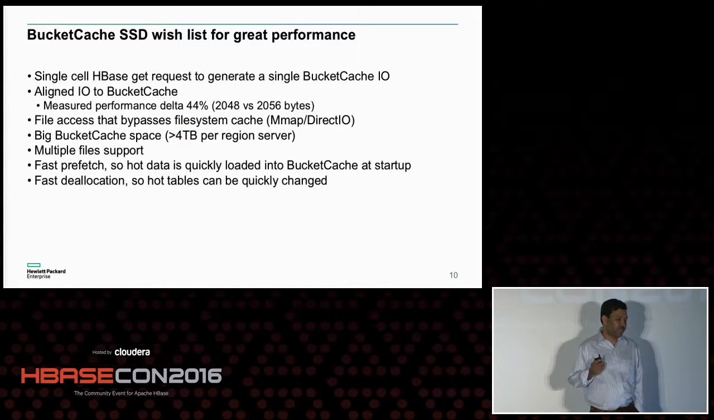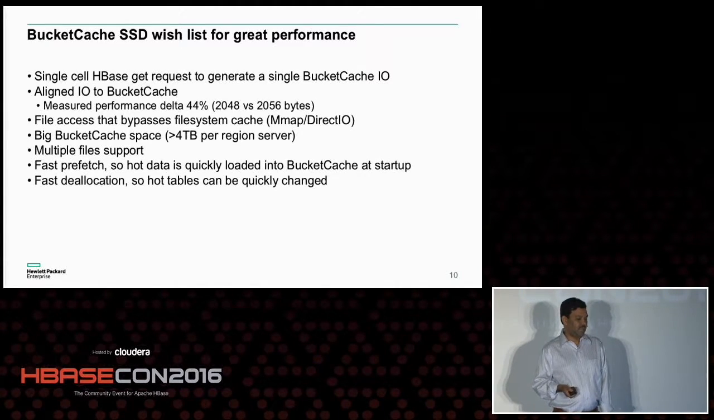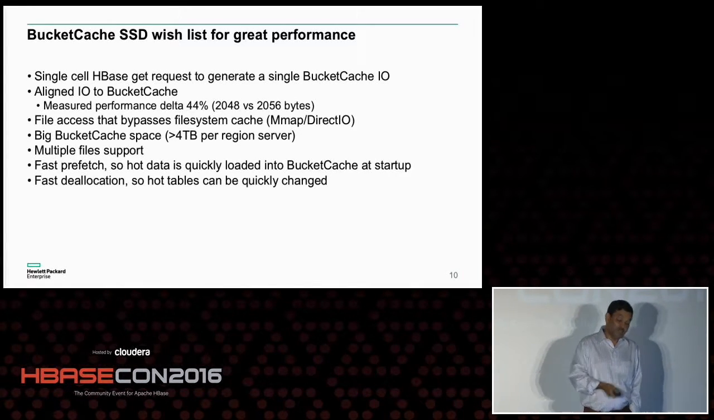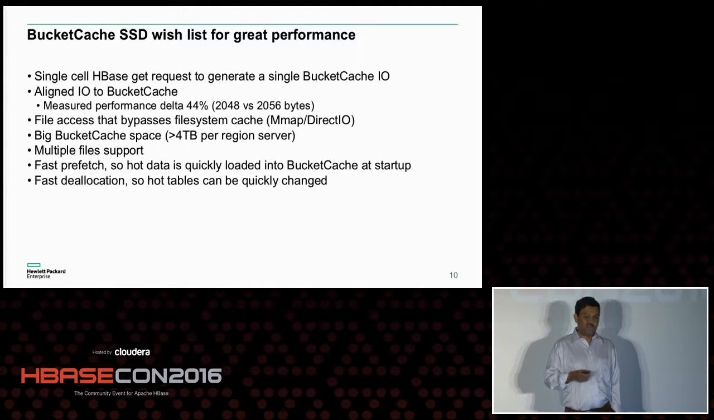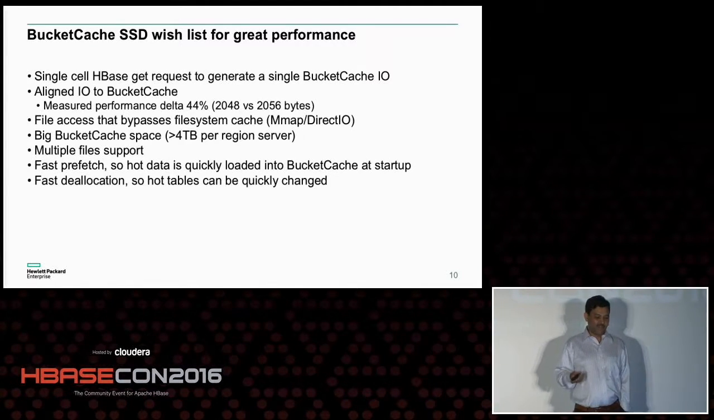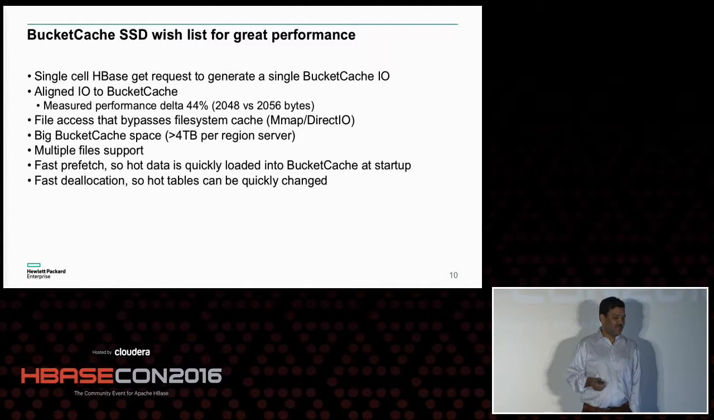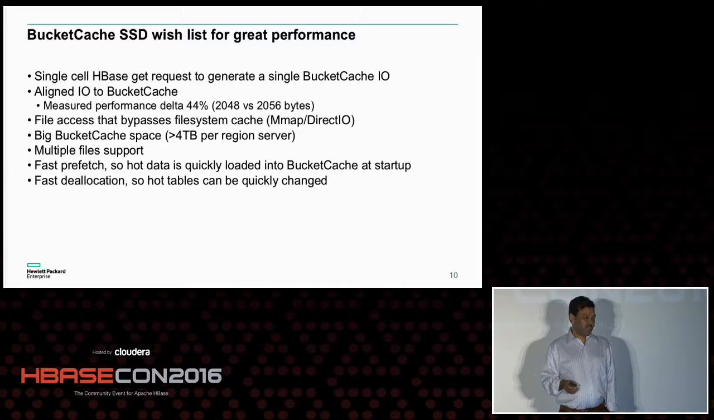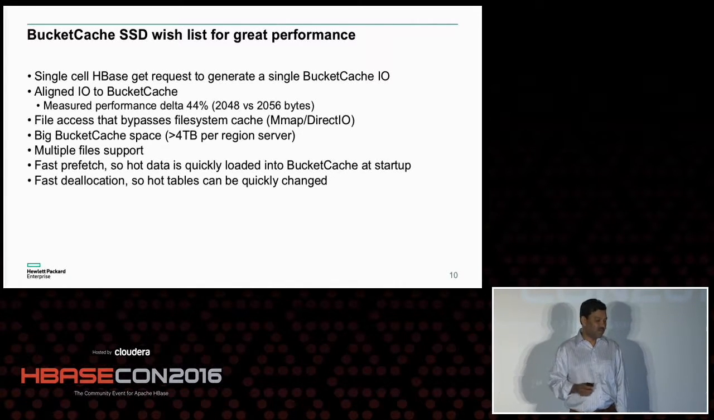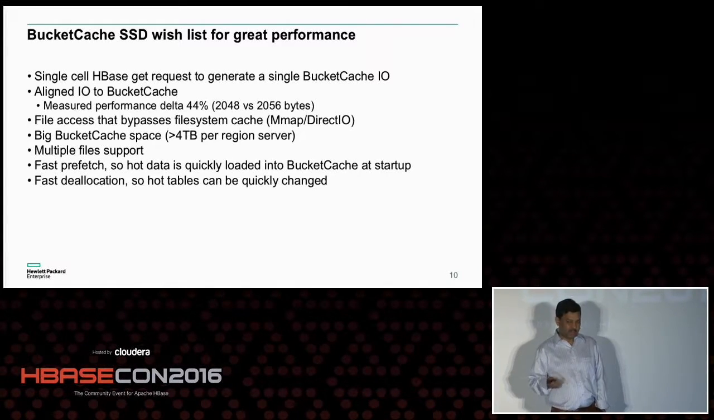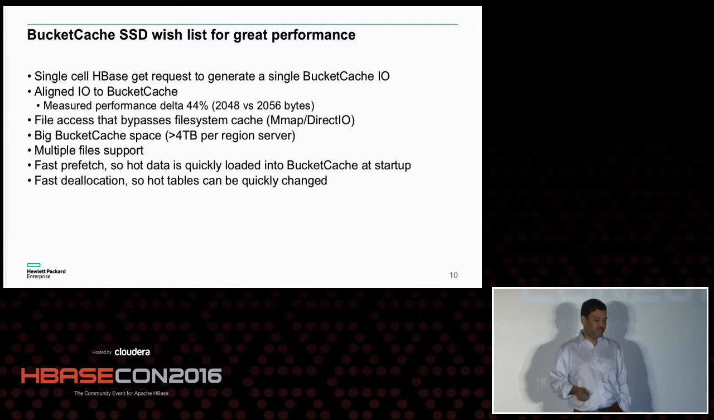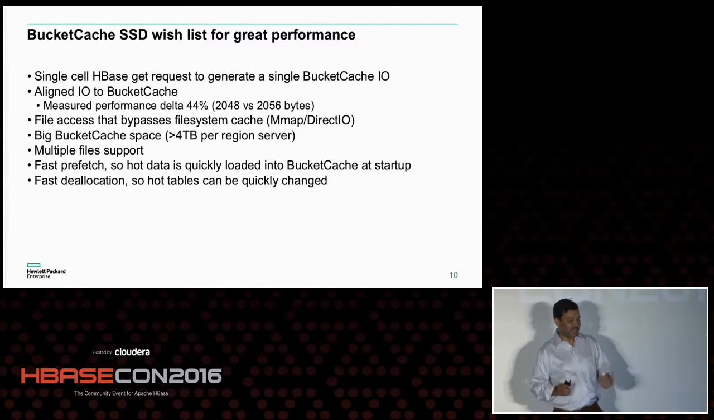So from a performance engineer's point of view, what is the wish list for bucket cache using SSD? Some of the things are obvious. If I'm doing a lot of random read IOs, we want a single-cell HBase GET request to generate just one IO to the bucket cache file. Typically SSDs like 4K aligned IOs. That's what our experience shows. If you misalign a little bit, you pay a big penalty, like 44% if you just miss by 8 bytes, not aligned to 4K boundaries.